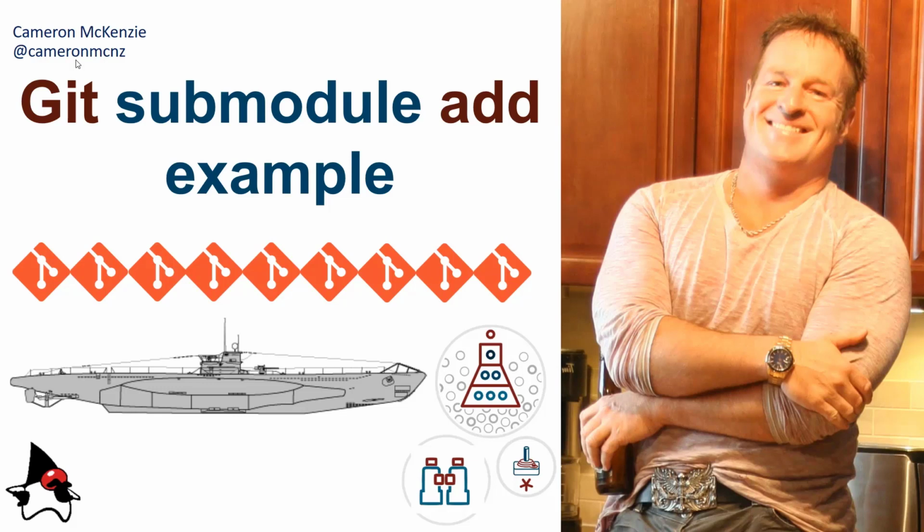So I'm going to create a basic Git repository. I'm going to call it Surface. I am then going to create another repository under that Surface repository called Submarine. And then I'm going to add that submodule, the Submarine submodule, to the Surface module. And I'm going to do it all without the use of an external repository.